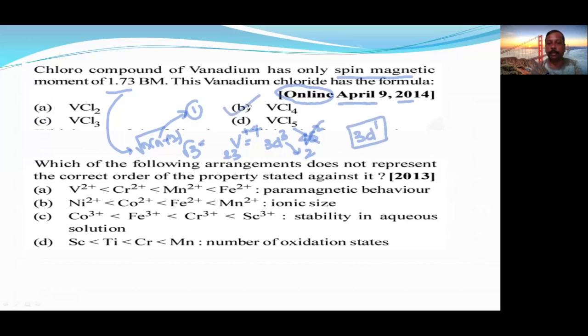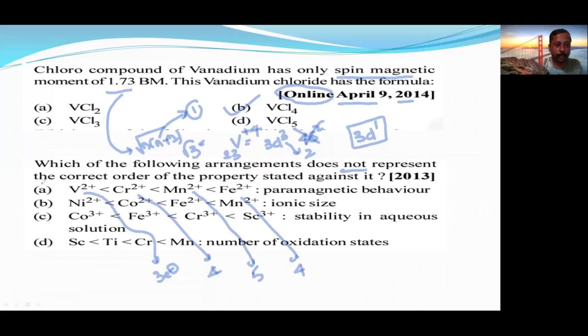What is the correct option? Option B. Now you can try the next question. Which of the following arrangements does not represent the correct order of property stated against it? That means paramagnetic behavior, ionic size, or aqueous solution, like that you have to identify which is incorrect. Sorry, you have to tell which does not represent the correct order.